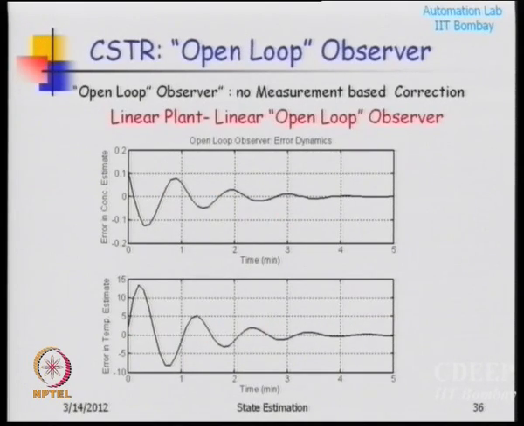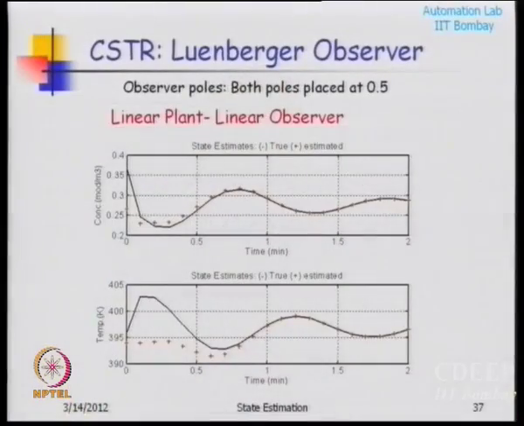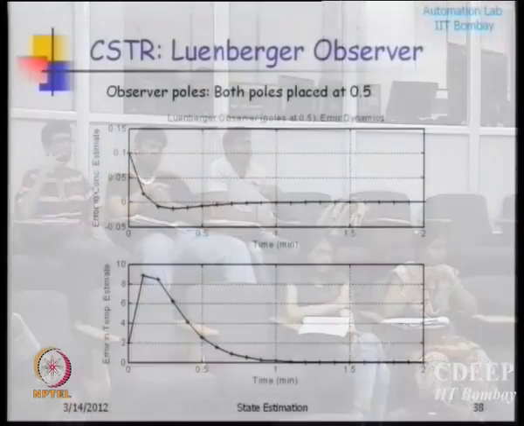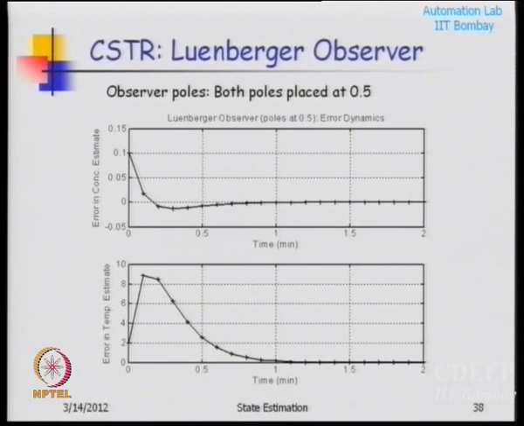This is the error dynamics between true and estimated. It goes like this. What if I design an observer by pole placement, a Luenberger observer at 0.5? Why is it called Luenberger observer? Because Luenberger developed this whole theory, one of the grand old men of control theory. Just look here. If I place the poles at 0.5, I am able to take the error to 0 very, very fast. How fast? Just 2-3 samples. These figures speak for themselves. You place the poles, and the error goes to 0 very fast.